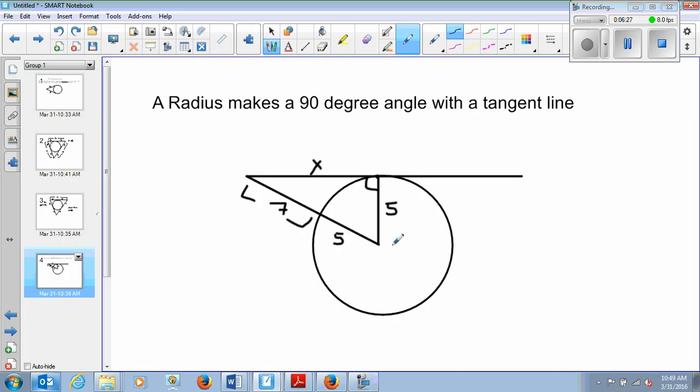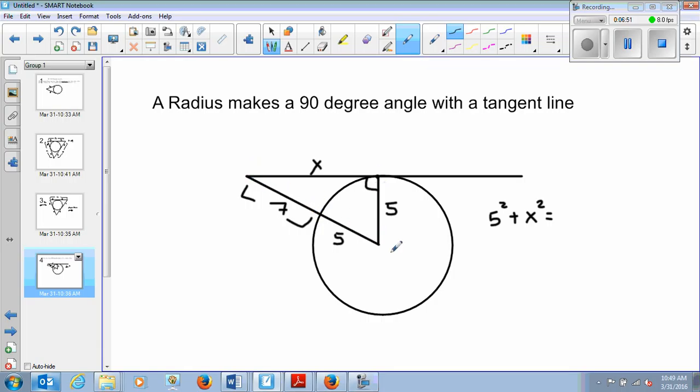If I drew one here, it'd be 5. If I drew one here, it'd be 5. If I drew one here, it'd be 5. So now we can set up the Pythagorean theorem to solve for a missing side of a tangent line. So we're going to do a squared, which I would say is 5 squared, plus b squared, which is this side, which is going to be x squared. And that's going to equal c squared, which is the hypotenuse. Remember, still, the longest side is going to be right here.